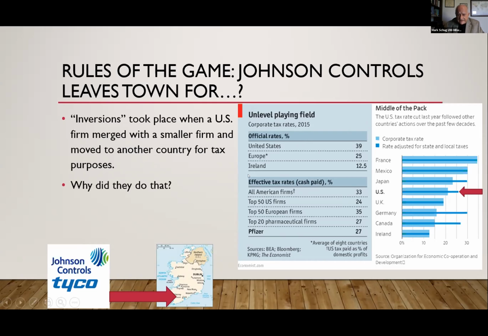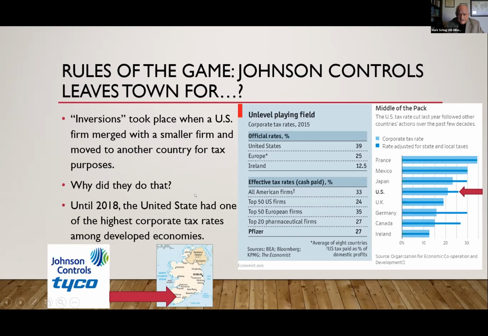And so today, you can't really see it over here. We lowered the tax rate. So now you see the US comes in like here, okay? And what happened is all those inversions went away. So this is Johnson Controls, which is a Wisconsin, Milwaukee area company, moving to Cork, Ireland for the Pete's sake, right? Well, why did they do that? Because they were trying to avoid this.